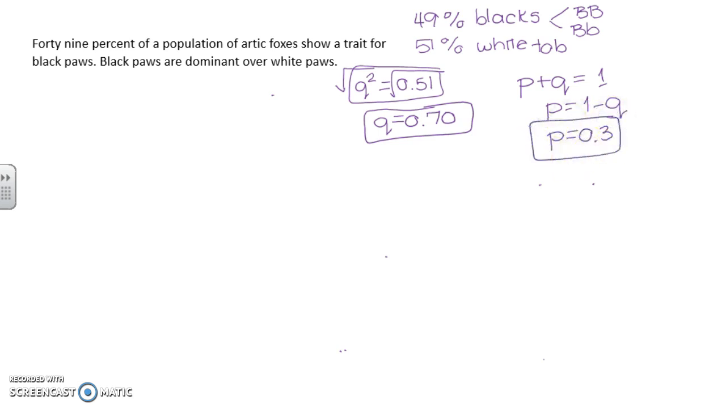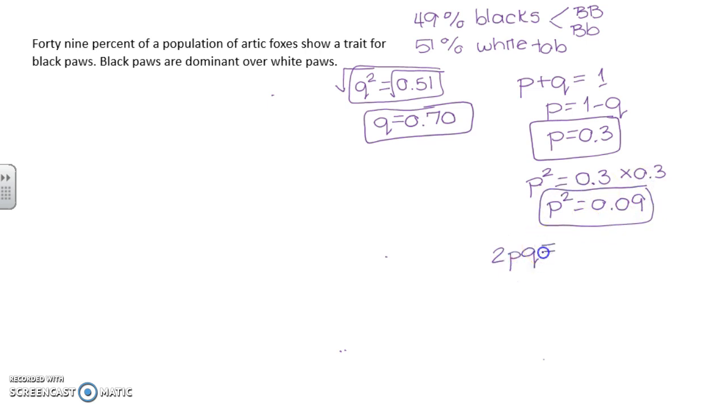I got p solved. Once I got p, it's a breeze to get p squared. All I have to do is multiply 0.3 times 0.3, and p squared is now 0.09. Got my third variable there, and my final variable is 2pq, and all I have to do is plug in the numbers. So p is 0.3, and q is 0.7, and now 2pq is 0.42.